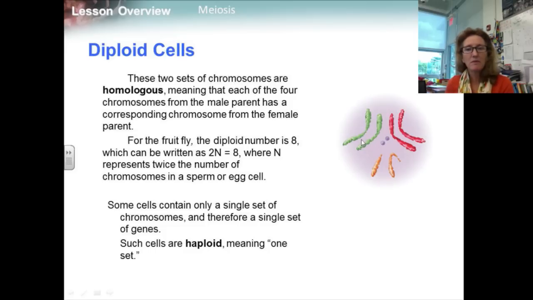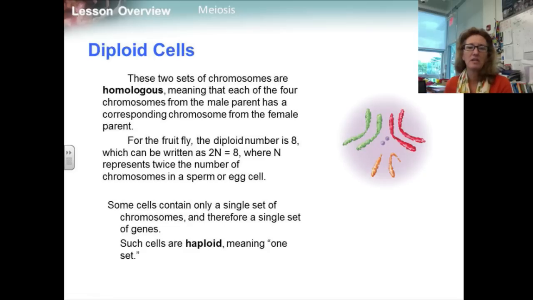A cell that contains both sets of homologous chromosomes is diploid, meaning it has 2 sets, 1 from the daddy, 1 from the mommy. The diploid number of chromosomes is sometimes represented by the symbol 2n. 2n because it's double the number, right? For the fruit fly, the diploid number is 8, which can be written as 2n equals 8. So n represents the number of chromosomes in a sperm or egg cell. So n would obviously be 4. 1, 2, 3, 4 different types of chromosomes, but they have a matching pair.